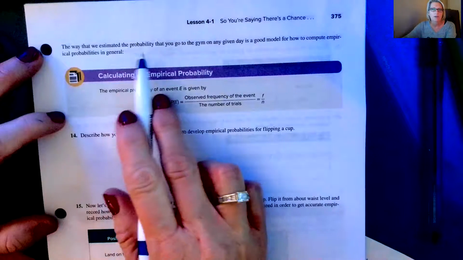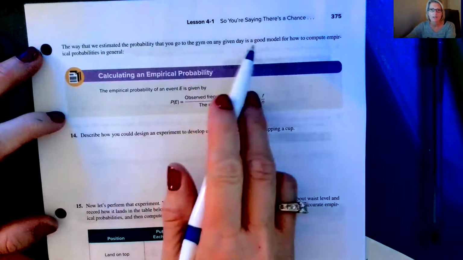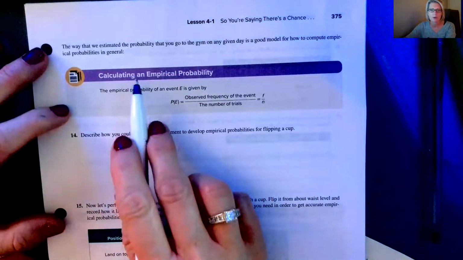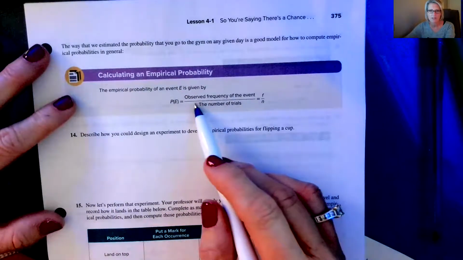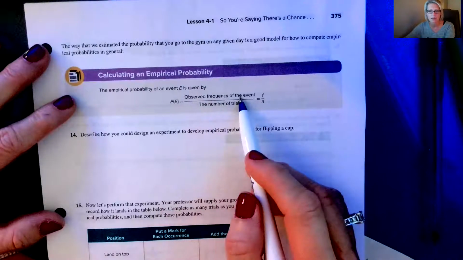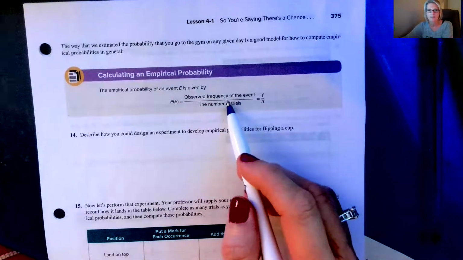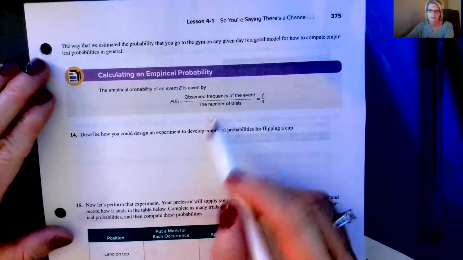Okay. So the way that we estimate the probability that you go to the gym on any given day is a good model for how to compute empirical probabilities in general. It's similar to what we did in the first part of the lesson, but it's the observed frequency of the event, or the number of ways that it happens, out of the number of trials.